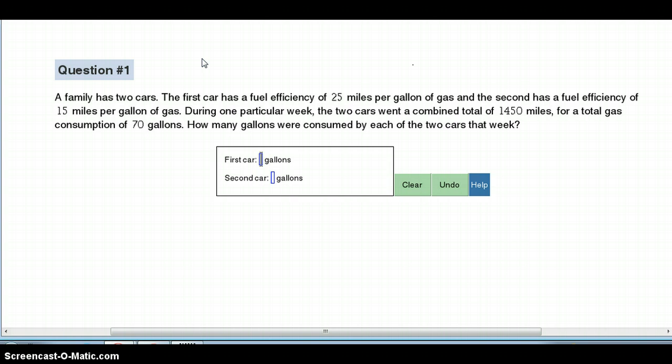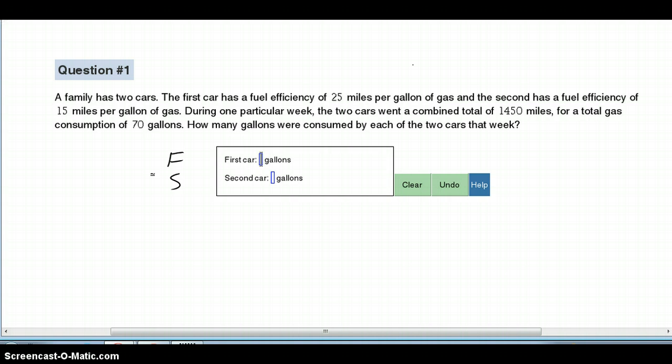The one gets 25 miles per gallon, the other one gets 15 miles per gallon. They did a total of 1,450 miles, with total consumption of 70 gallons. So really the first thing on these is, what don't I know, or what am I trying to figure out? We've got the first car, the second car, and how many gallons they've used. Let's call F the number of gallons used by the first car, and we could use S for the number of gallons used by the second car, or whatever you want to use.